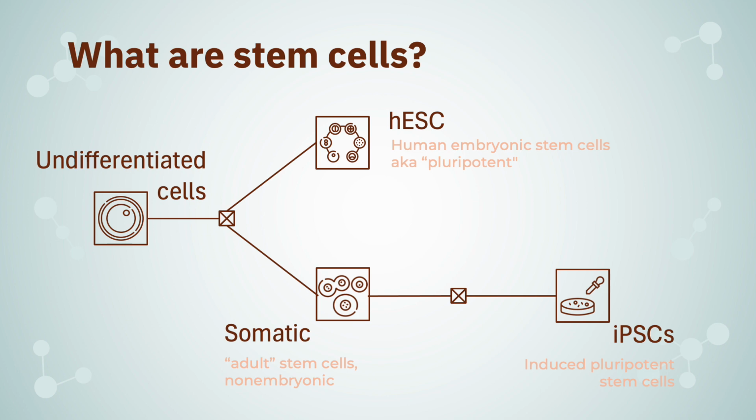These are found within the body in a tissue or an organ and can differentiate into the specialized cell types of that tissue. However, in 2006, scientists managed to devise a way to take some adult human cells that are fully mature and reprogram them back into a stem cell that resembles an embryonic stem cell and can therefore differentiate into any cell type in the body. These are called induced pluripotent stem cells, or iPSCs.